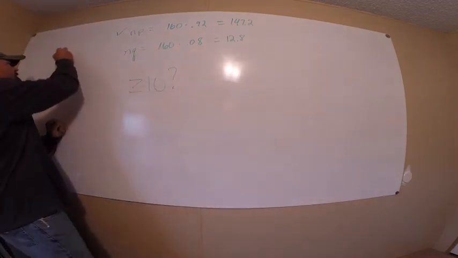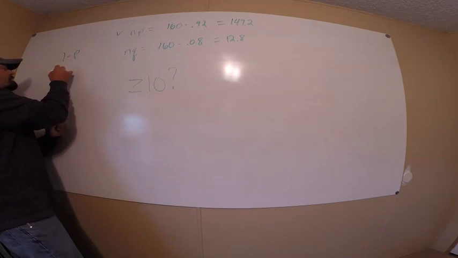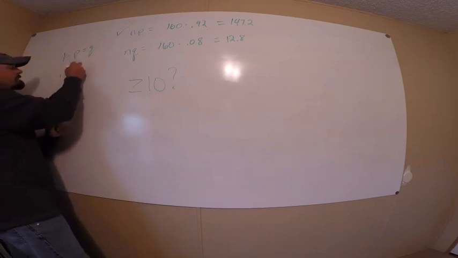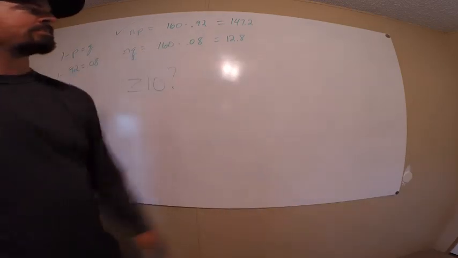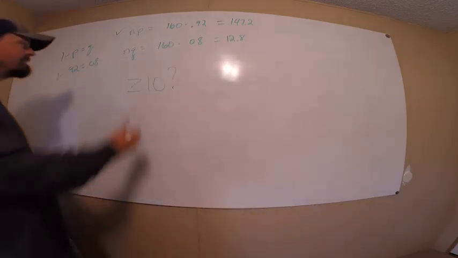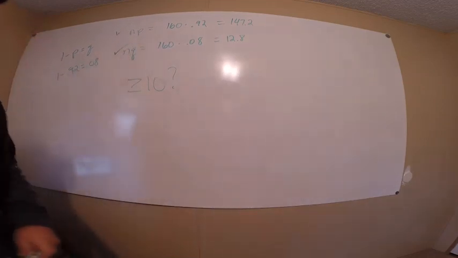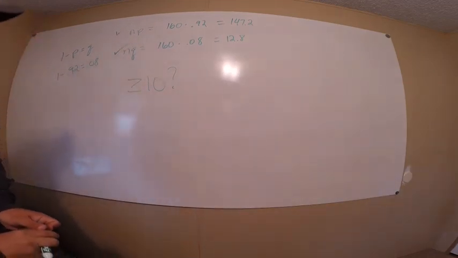Remember to get q, we do 1 minus p. 1 minus p is your q, so 1 minus 0.92 gives us 0.08. 160 times 0.08 is 12.8. That is also greater than or equal to 10. So it works. Alright, so let's go ahead and figure it out.